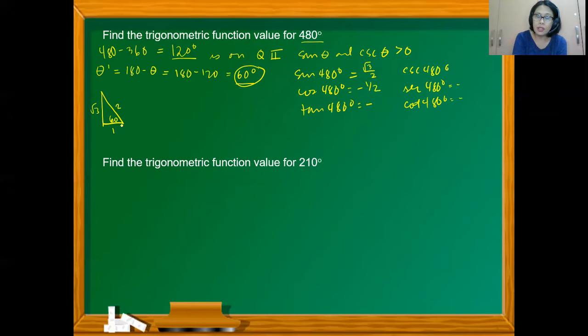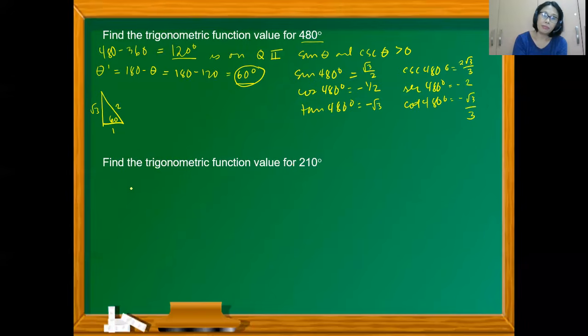For tangent, this is opposite over adjacent. This is square root of 3. So this becomes negative square root of 3. So the reciprocal for square root of 3 over 2 will be 2 square root of 3 over 3. And this will be equal to negative 2. And this one is negative square root of 3 over 3. So we were able to identify the trigonometric function values of non-acute angles by working on the reference angle, which are special angles.